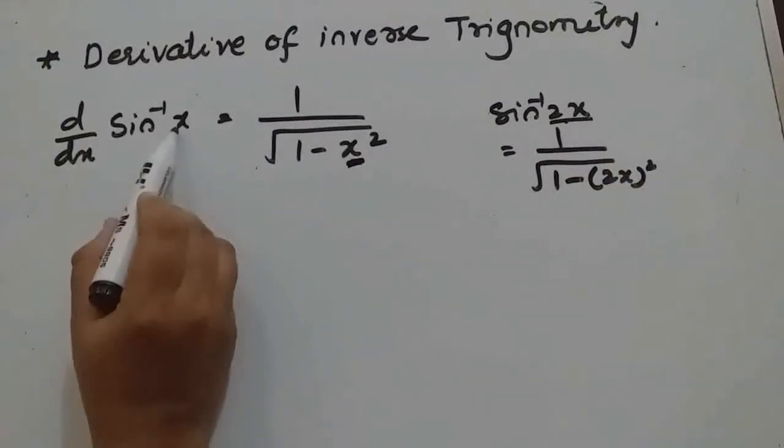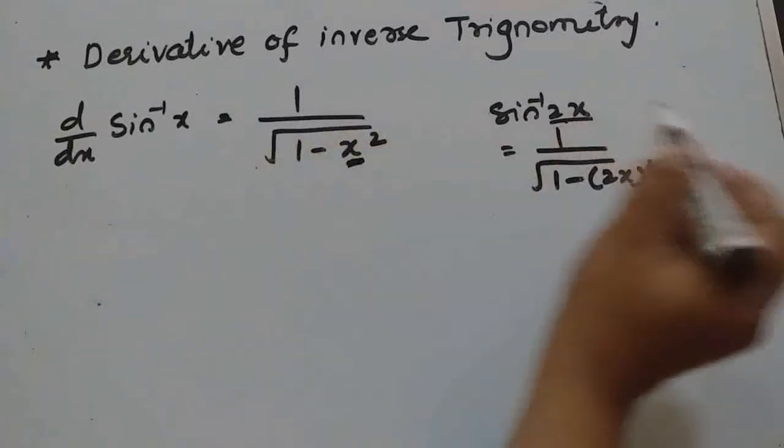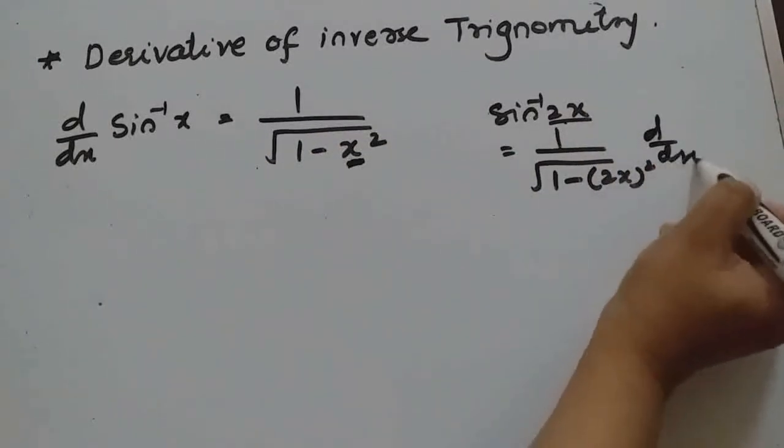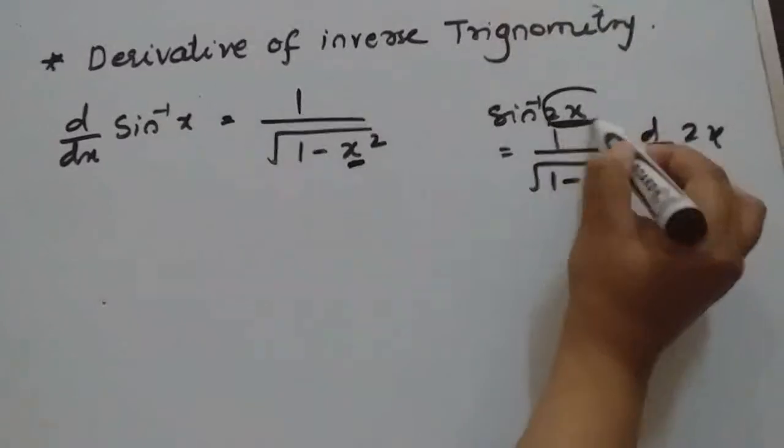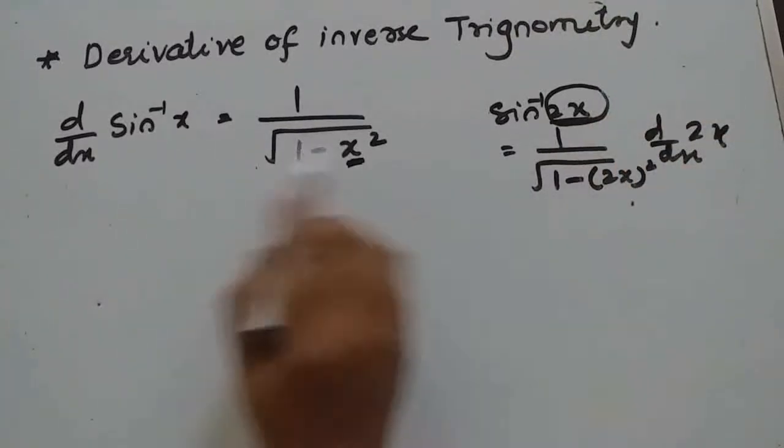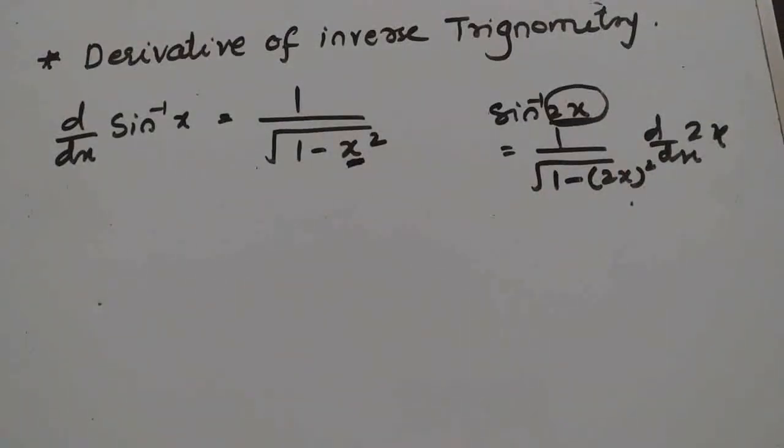All functions which have x in their expression are standard functions. So you should multiply with the derivative of 2x. This is a composite one. So likewise you can use this formula.